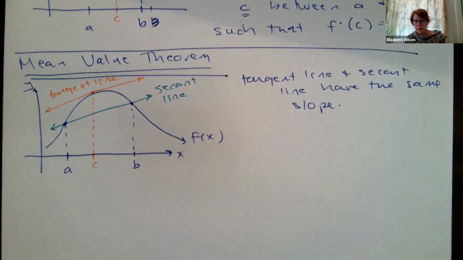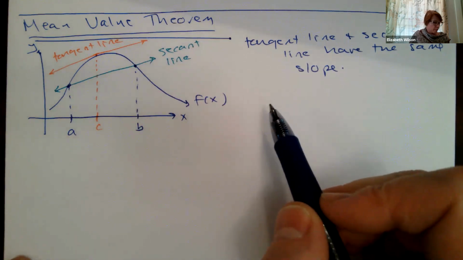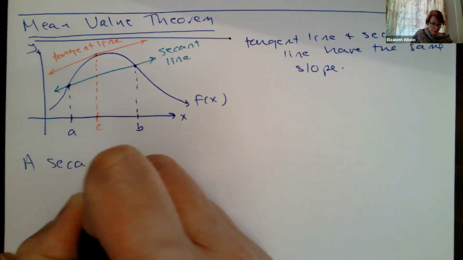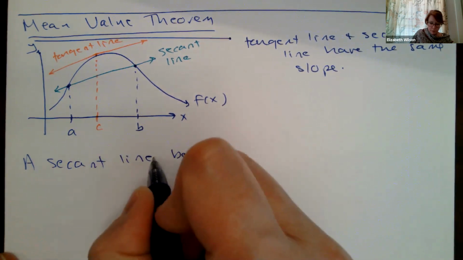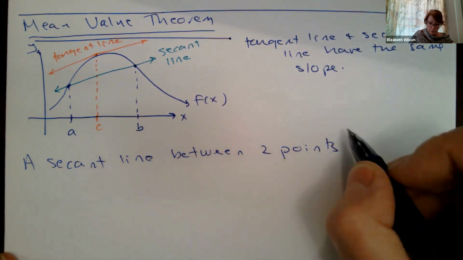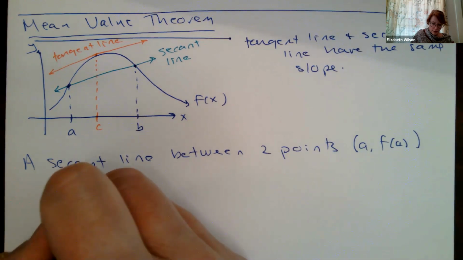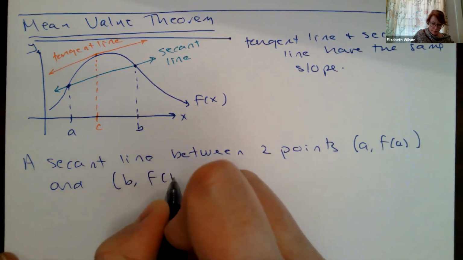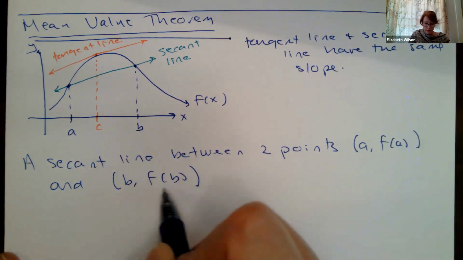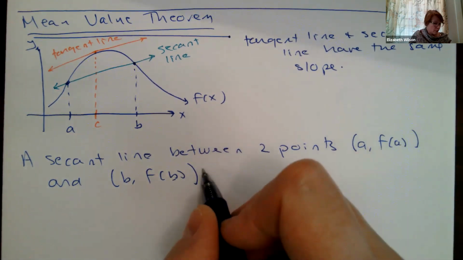So let me write it out in math speak, and then we'll do an example. Okay, but this is where we're coming at, okay? So let's say we've got a secant line between 2 points, which is A, f of A, and B, f of B, right? So A and B form our X values, and then f of A and f of B form the Y coordinates for that. And this is on our graph.